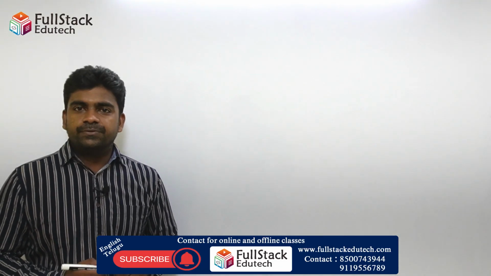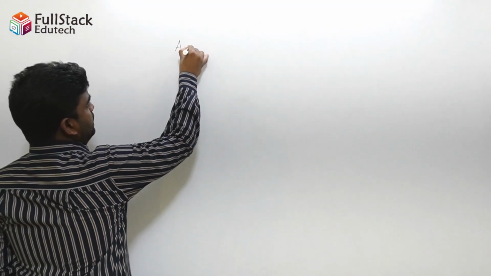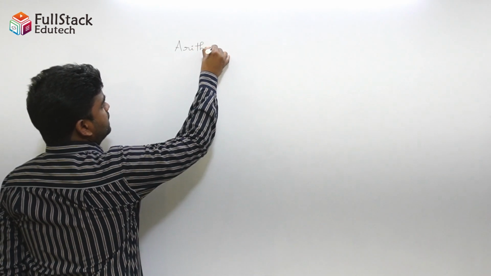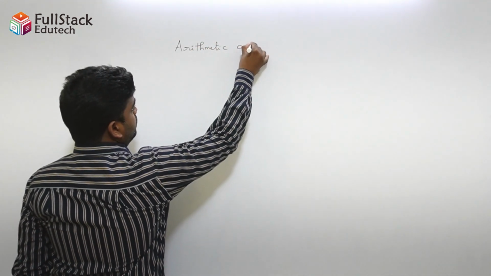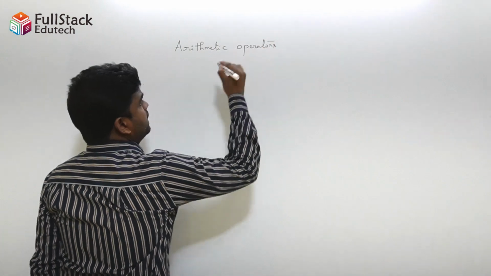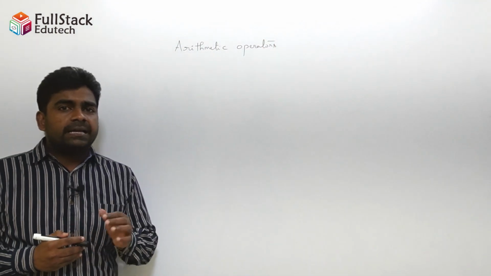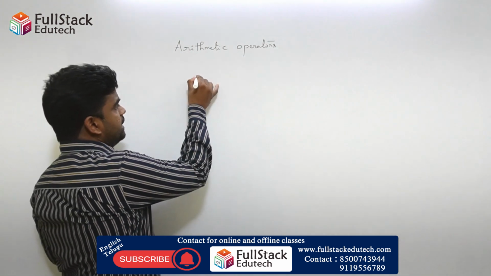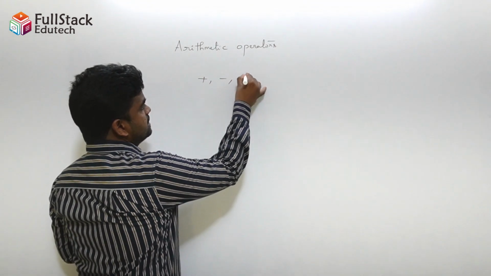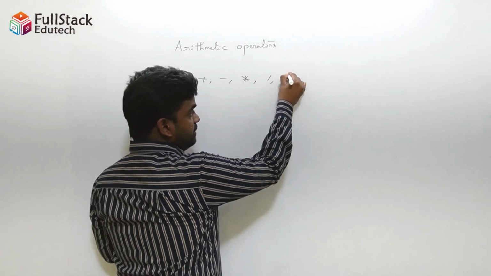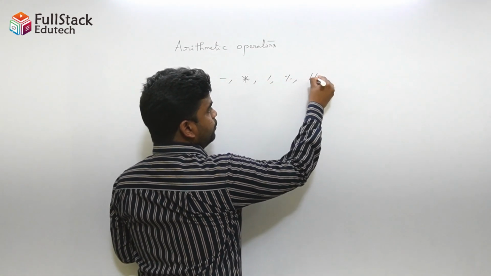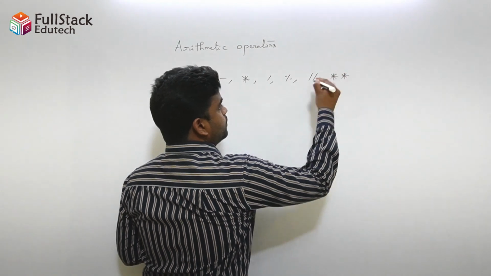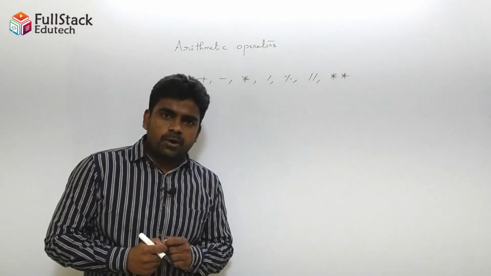Hi everyone, in this video I am going to explain Python arithmetic operators. So what are arithmetic operators? Arithmetic operators are used to perform all arithmetic operations. In Python we have 7 arithmetic operators. So what are the 7 arithmetic operators? Plus, minus, multiplication, division, mod, floor division and exponent. Total 7 arithmetic operators are there.